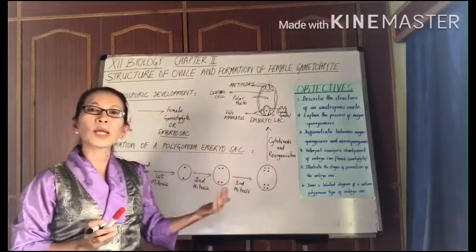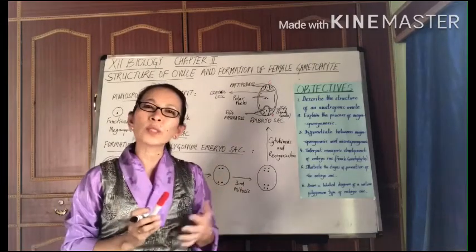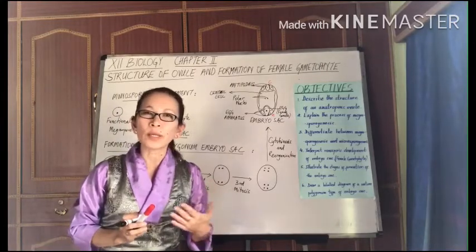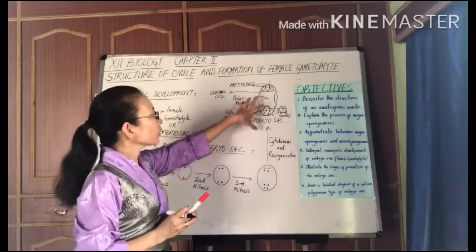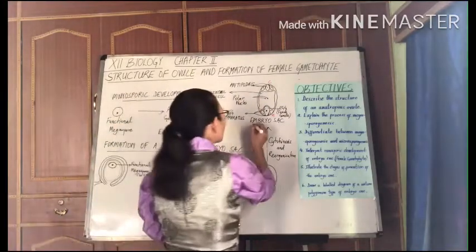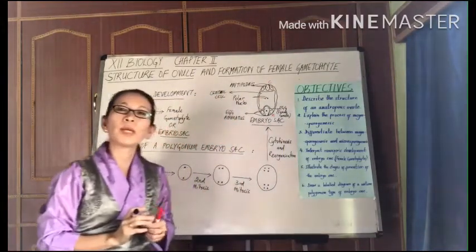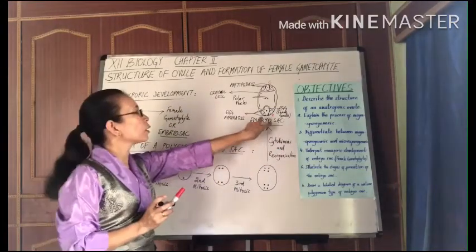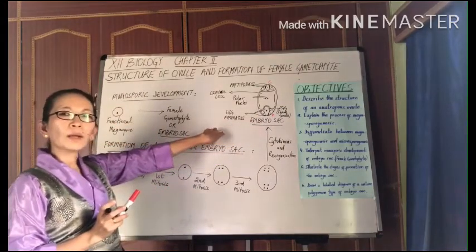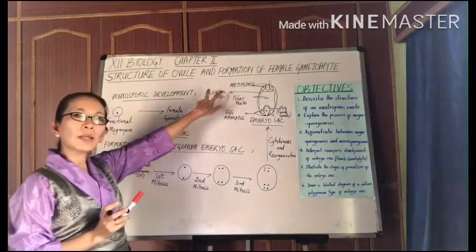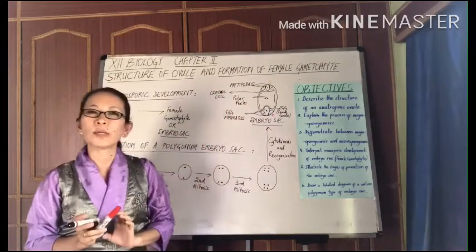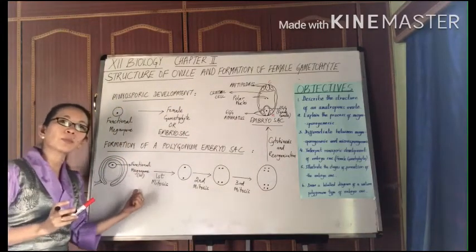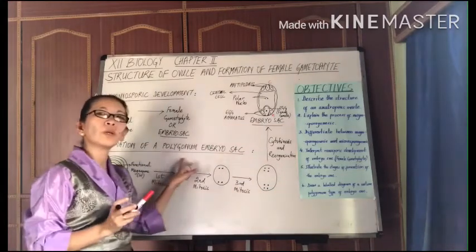Okay, and these 2 nuclei, which are known as polar nuclei, can later fuse together, and after the fusion can be referred to as a secondary nucleus. So such is a mature embryo sac or a female gametophyte, having 7 cells and 8 nuclei, where 3 cells are at the micropylar end, 3 cells are at the chalazal end, and there is a big central cell having 2 nuclei, formed from one single functional megaspore. This is referred to as a polygonum embryo sac.